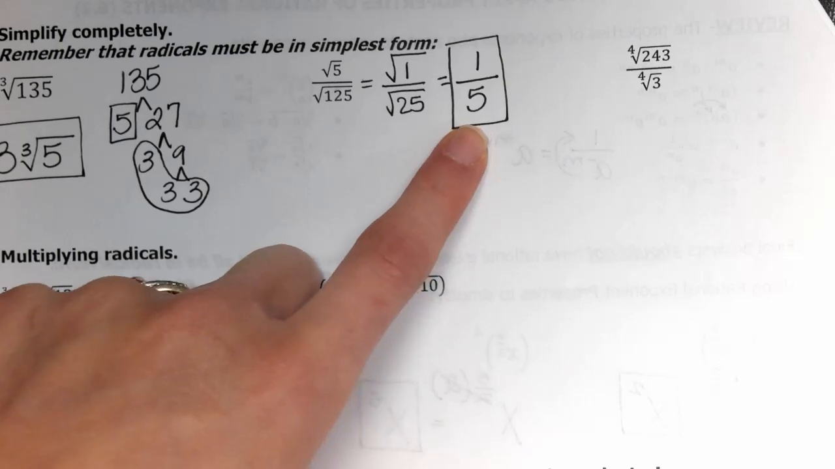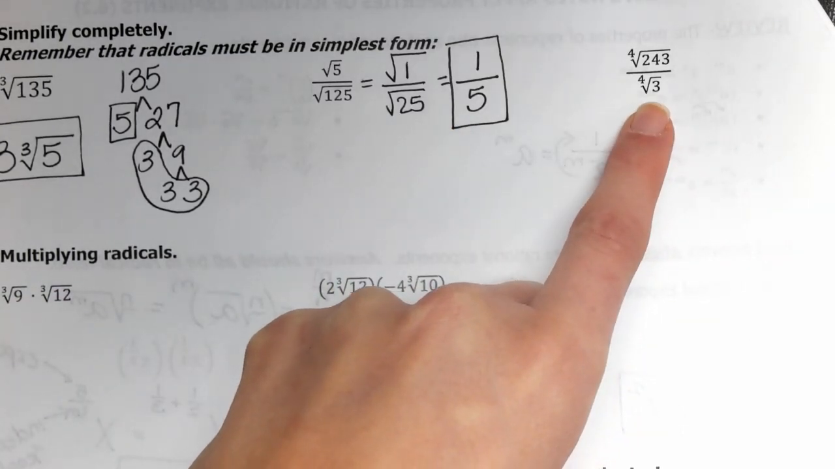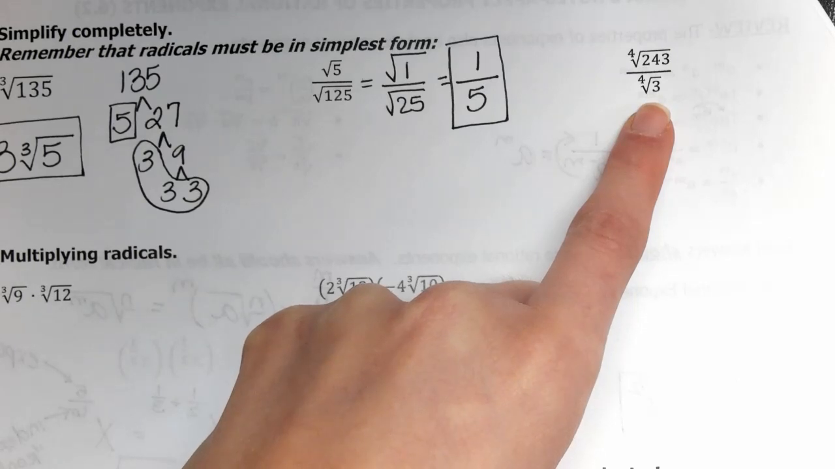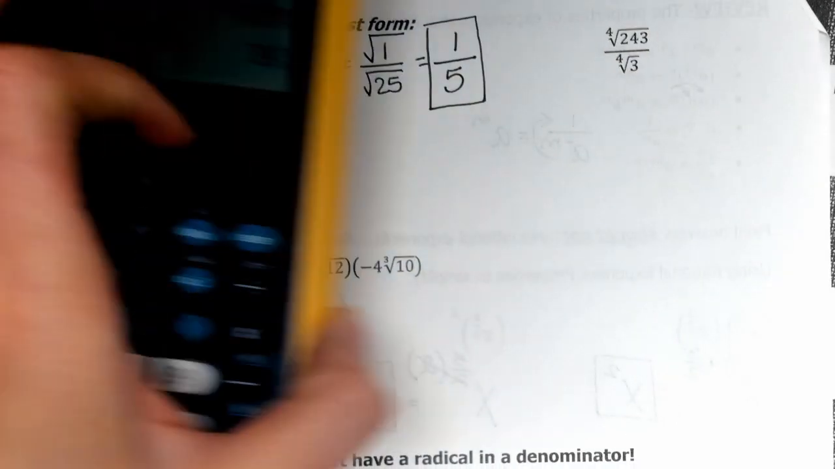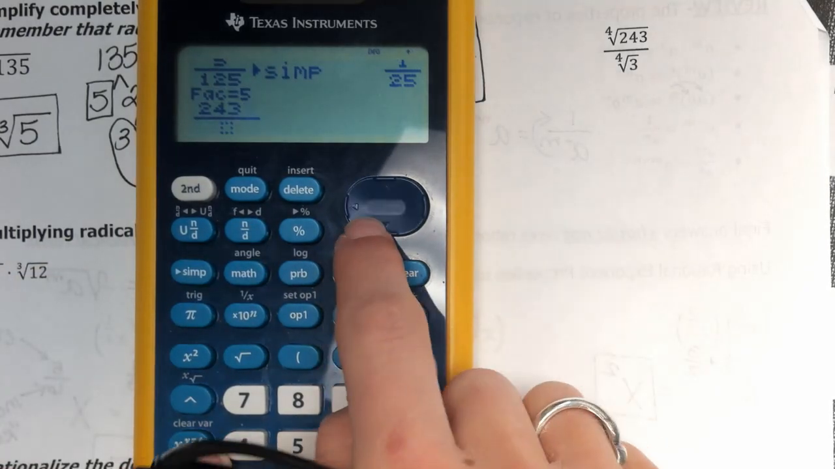Okay? So here I've got the 4th root of 243 over the 4th root of 3. I'm going to do the same thing. I have a fraction, so I'm going to type that fraction, 243 over 3.